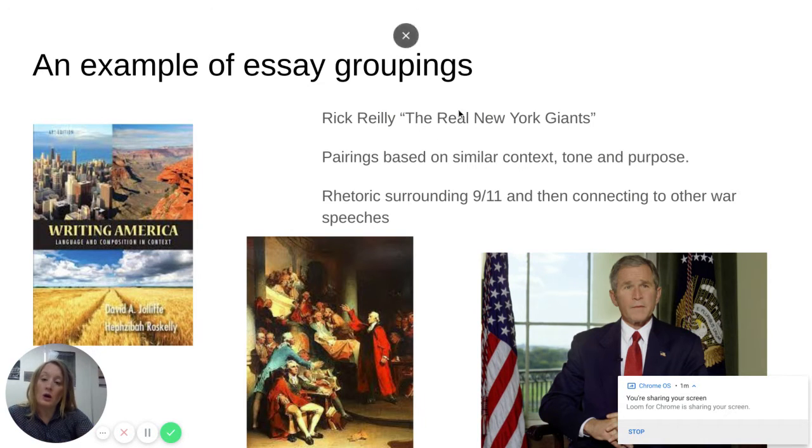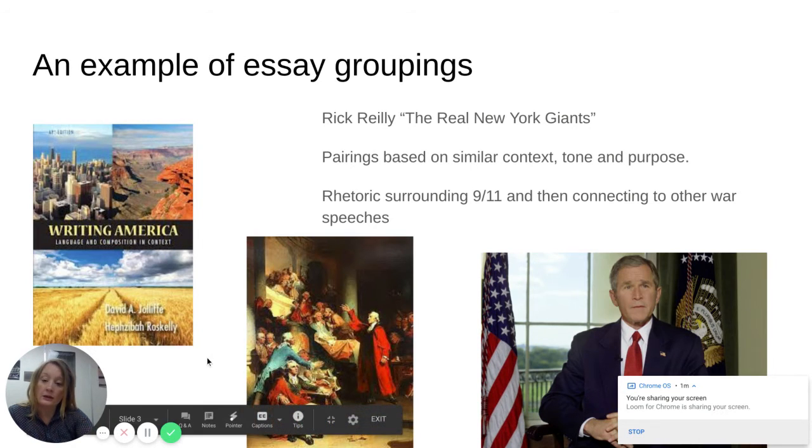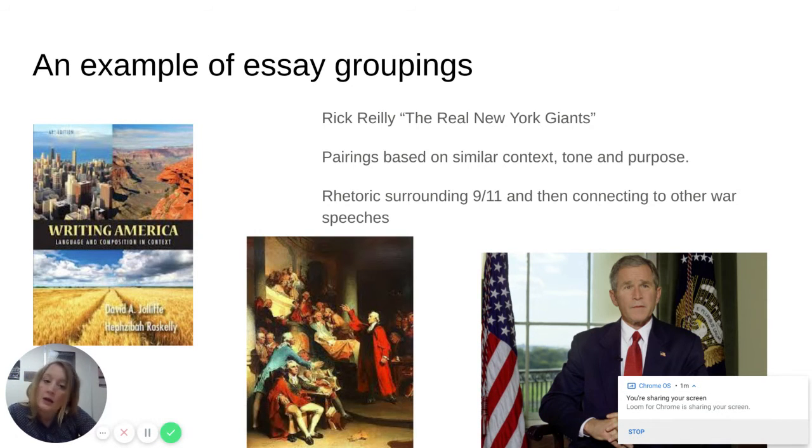Now, we do have a book called Writing America, and you will be getting that book eventually, is my understanding. It has chapters about writing and essays to read. I like to group new stuff with old stuff. An example of this would be we're going to start with an essay on September 10th and 11th, written by Rick Reilly, in which he writes about 9/11, the attack on the World Trade Center and the aftermath. It is a favorite essay of students, which is why I always do it.